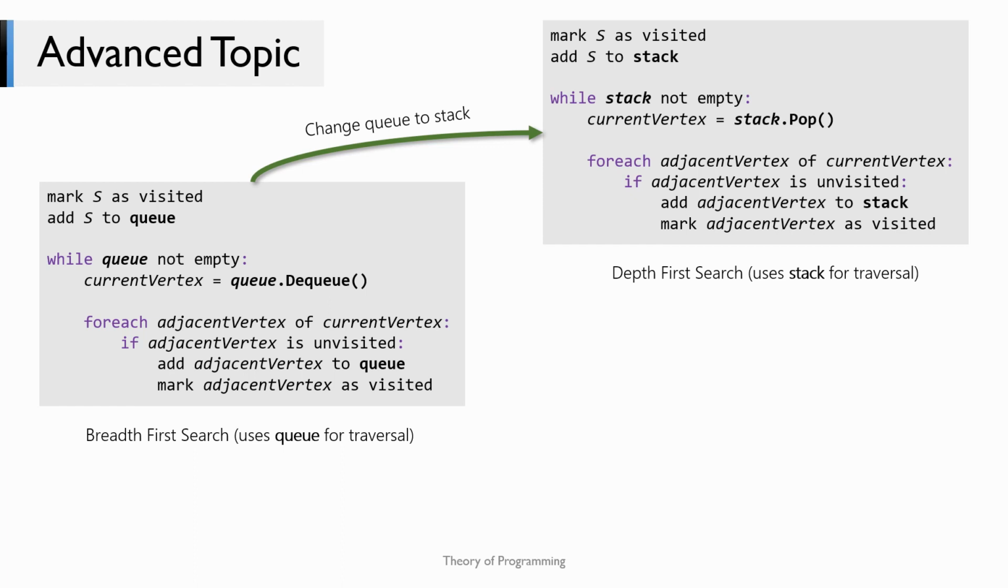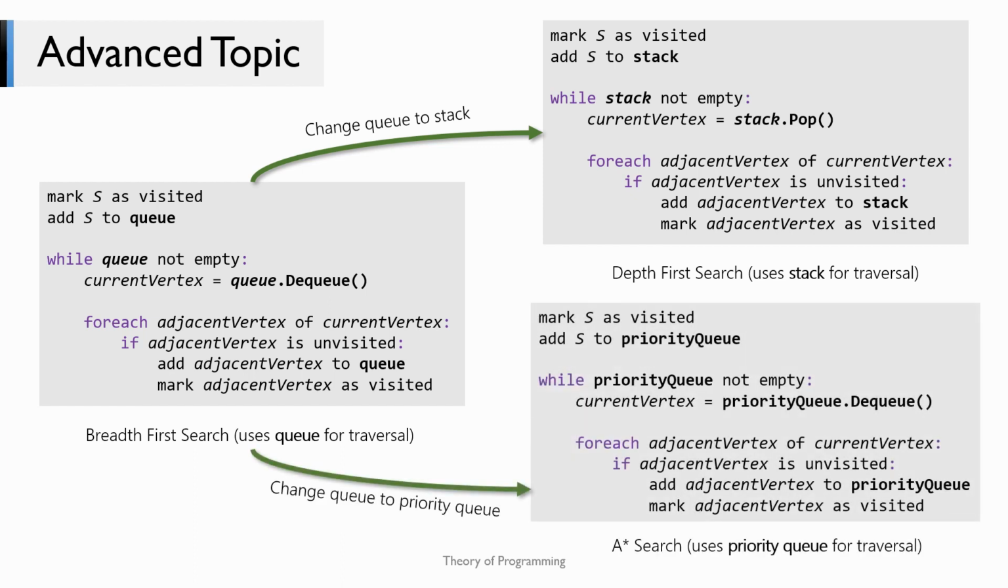And if I use the priority queue instead of a regular queue, then this becomes the A-star search algorithm. Like I said, if I restrict the discussion to the way in which these algorithms explore the graph, then the only difference between these algorithms is the data structure they use.